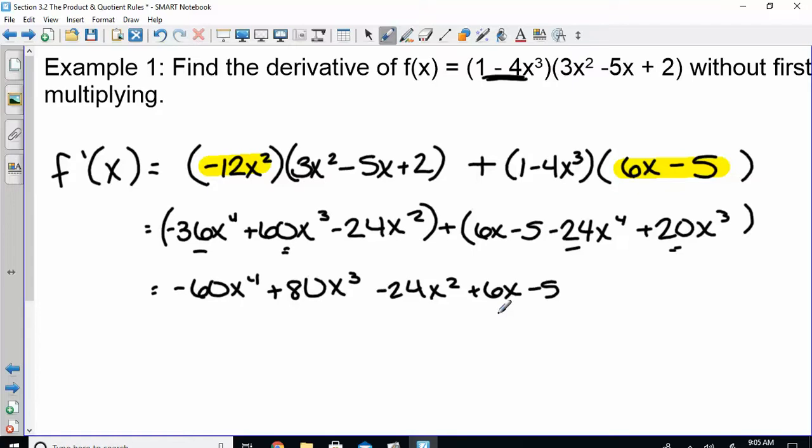Sometimes, though, the product rule is unavoidable. So sometimes it's not necessary. We could have done this one another way. But sometimes you can't avoid it. The product rule is the only way to do the problem. So I'd like to look at an example of that.